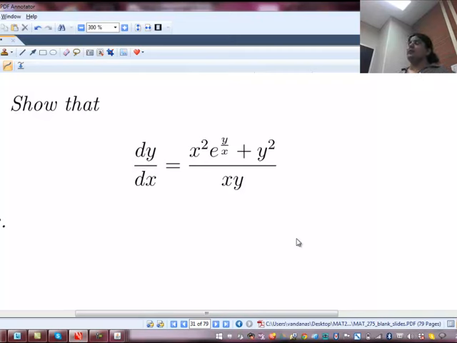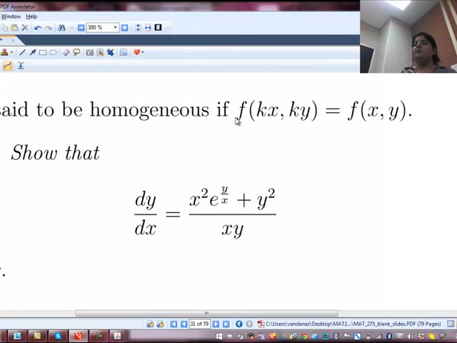Okay, we can't separate it, but if the equation is homogeneous, we can convert it into a separable differential equation. And what do we mean by saying the equation is homogeneous? If the slope has this pattern that if I multiply a constant in x and a constant in y and replace it, somehow this constant gets cancelled and I get back this function f, then this differential equation is homogeneous. First order.